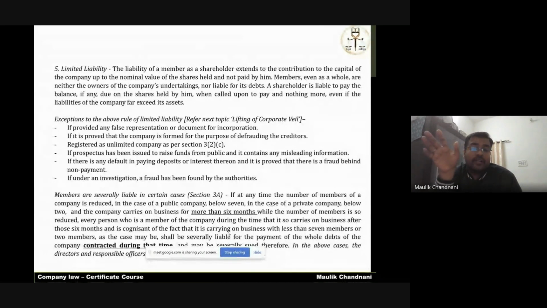I don't care as a creditor. This is the meaning of severally liable. Is this clear? What is the difference between jointly liable and severally liable?